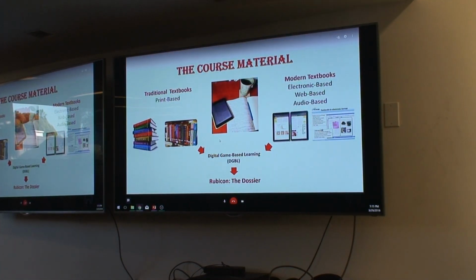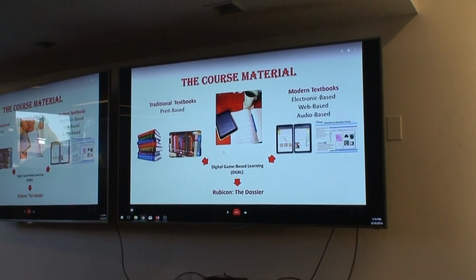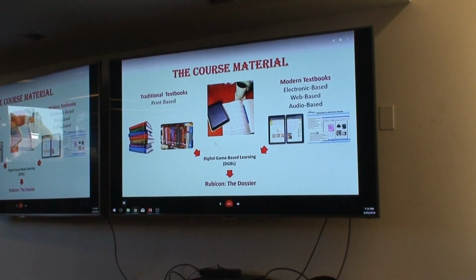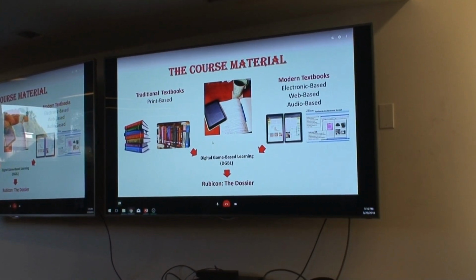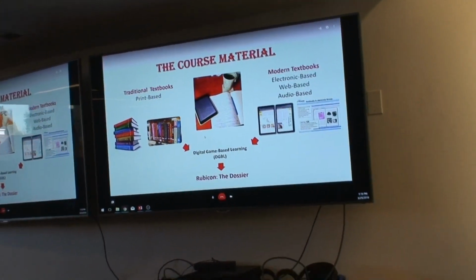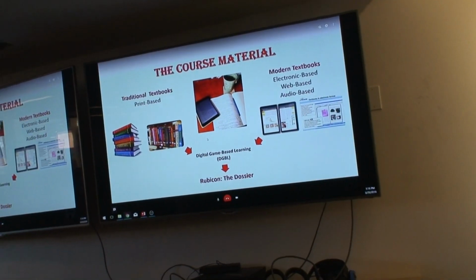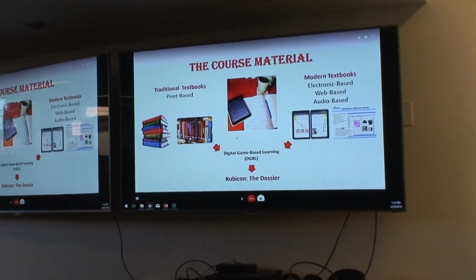It appears in some of the research I've been doing that traditional textbooks aren't working. In the textbook industry, as well as among professors, we've gone to other types of books. What I'm trying to do is combine textbooks and digital games, and in the education field, that's called digital game-based learning.